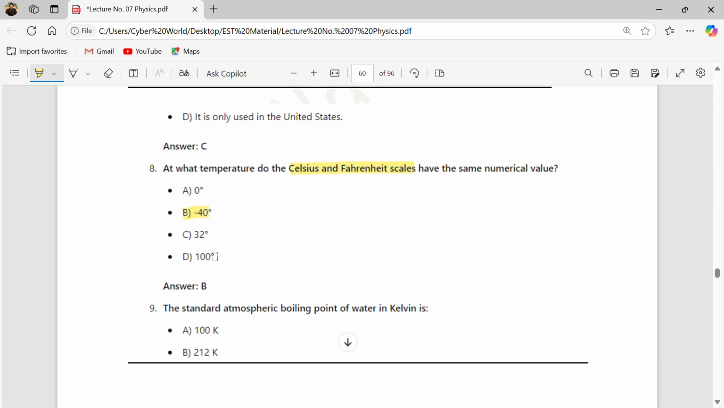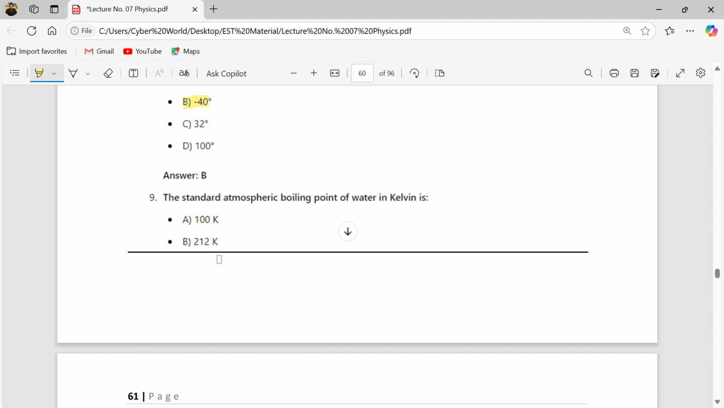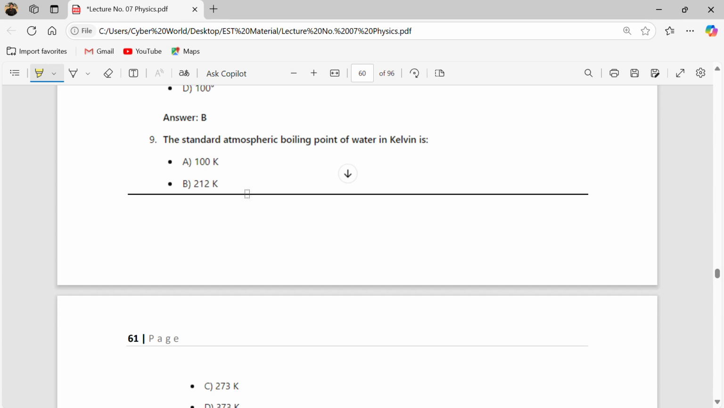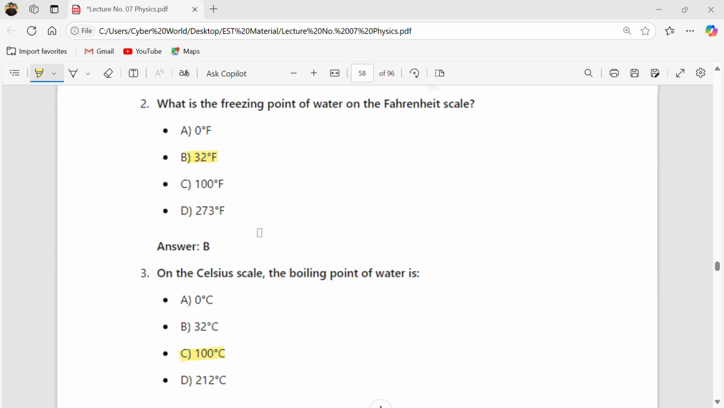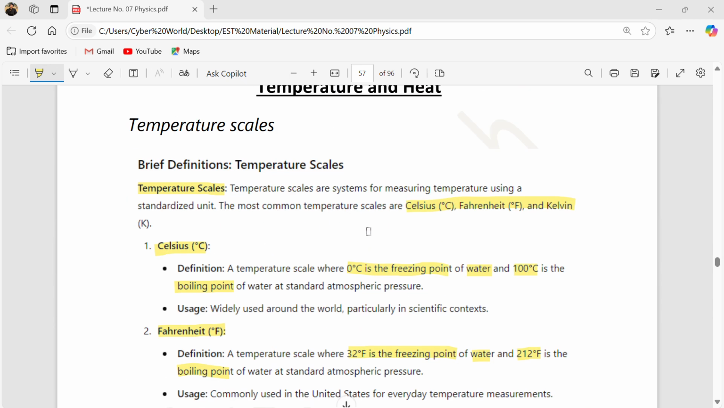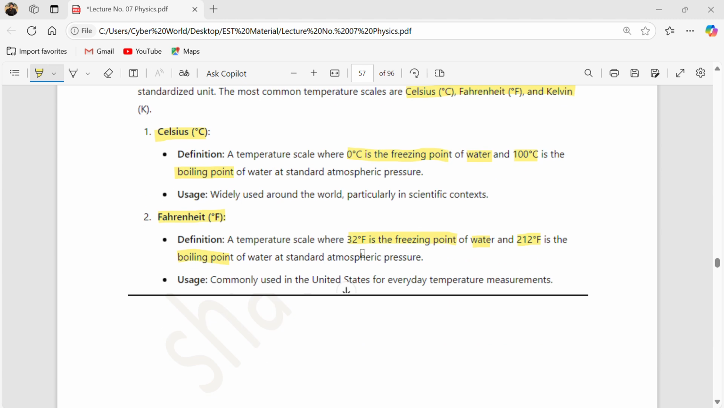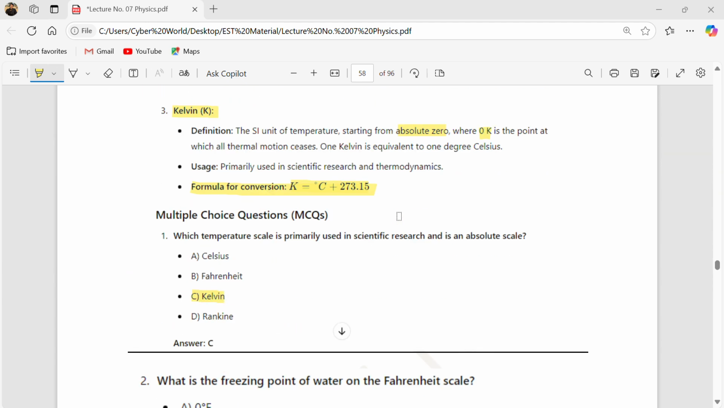Okay, so the standard atmospheric boiling point of water in Kelvin. In Kelvin, you have to know how much the boiling point is. We know the boiling point of water in Celsius is 100 degrees Celsius, and in Fahrenheit, which I mentioned above, it's 212 degrees Fahrenheit. But in Kelvin, I don't know directly. But I know the relationship between Celsius and Kelvin.